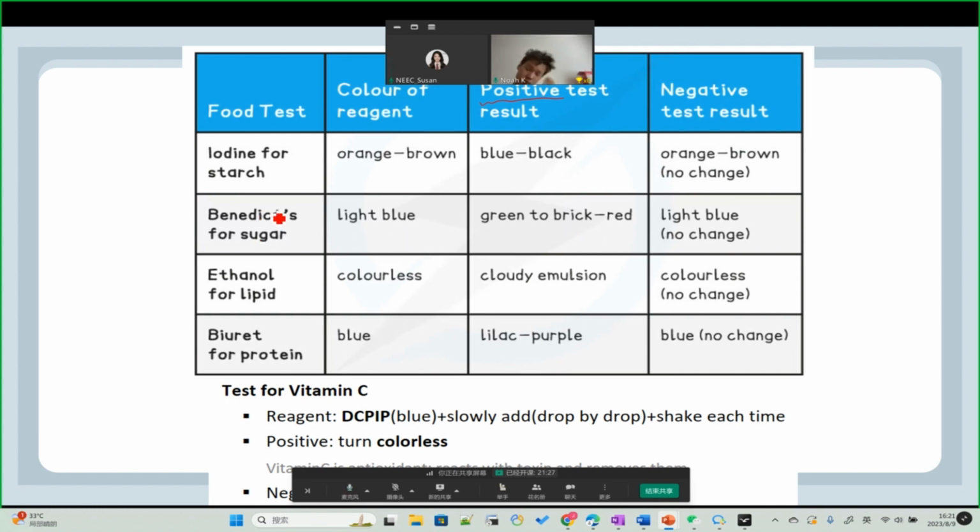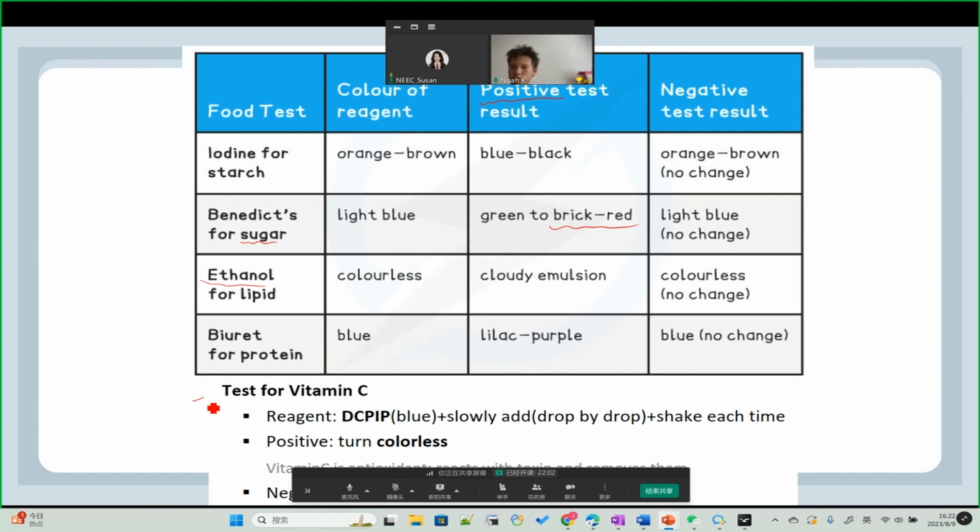The next one, Benedict's solution, is for sugar, specifically reducing sugar. It will change from blue into brick red. And actually, Benedict's solution has a range of colors, and by observing the specific color, you can tell the concentration of sugar. The next one is ethanol for lipid. It will change from colorless to cloudy. And biuret, from blue to purple.